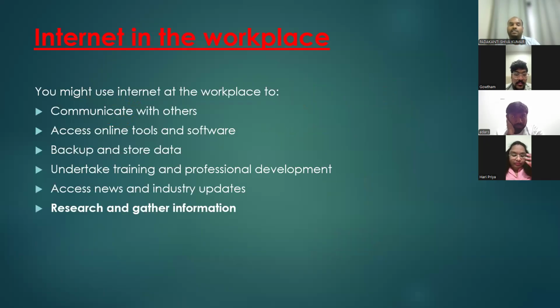The next one is internet in the workplace. You might use the internet at the workplace to communicate with others. For example, as we are talking on this Zoom call, organizations use video conferencing software where you exchange information, chat with each other, send emails, or exchange data, like what you have been doing in your project or what is next required from your project. Those kinds of things come under communicating with others.